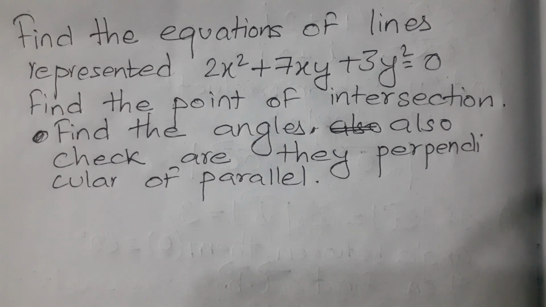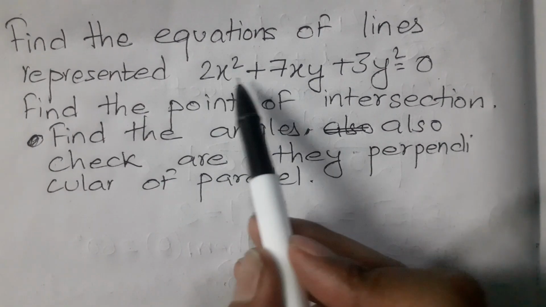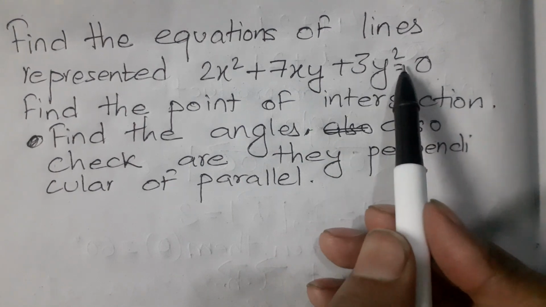Hello friends, in today's maths video, we are going to learn about the homogeneous equation from the coordinate chapter. Alright, so here you can see the question. I have brought one question related to the homogeneous equation. The equation is 2x square plus 7xy plus 3y square equals to 0.